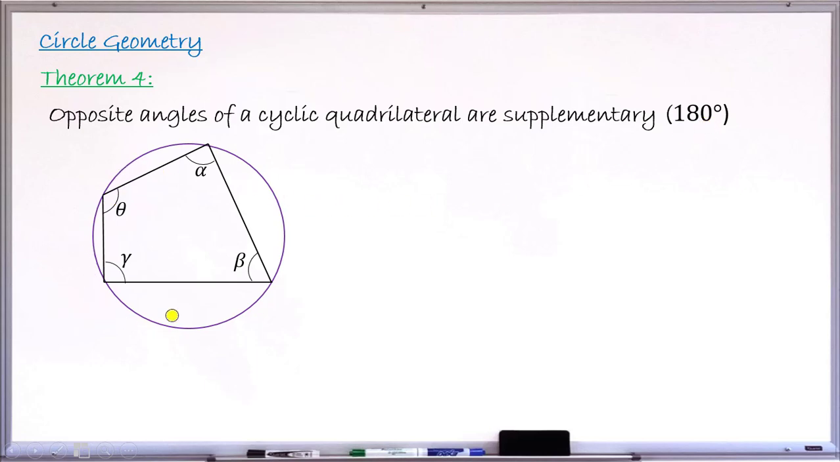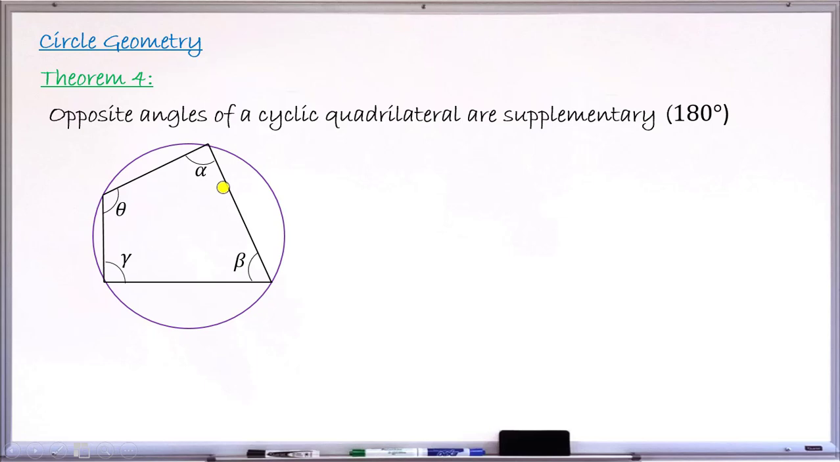This is the drawing, and you can see a cyclic quadrilateral here, with the angles alpha, theta, gamma, and beta. So what this theorem is saying is, if we find 2 angles that are opposite in a cyclic quadrilateral, just like alpha and gamma are opposite, theta and beta are opposite, and this quadrilateral is a cyclic quadrilateral, then the addition of the 2 opposite angles gives you 180 degrees. This is what this theorem is telling us.